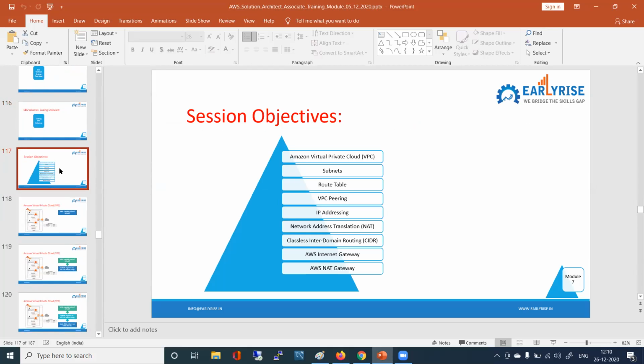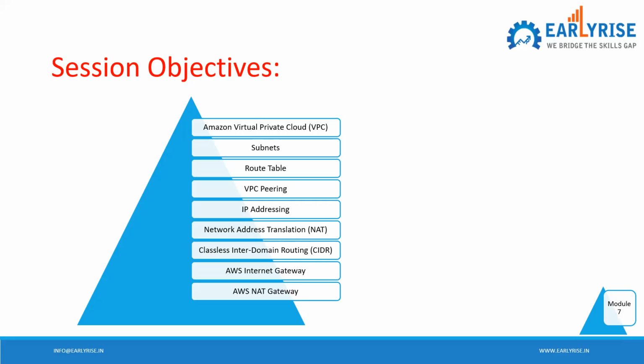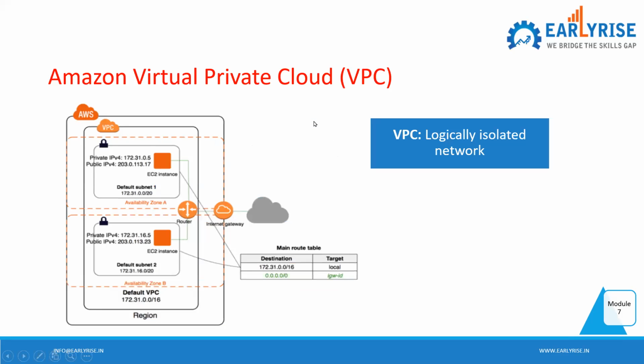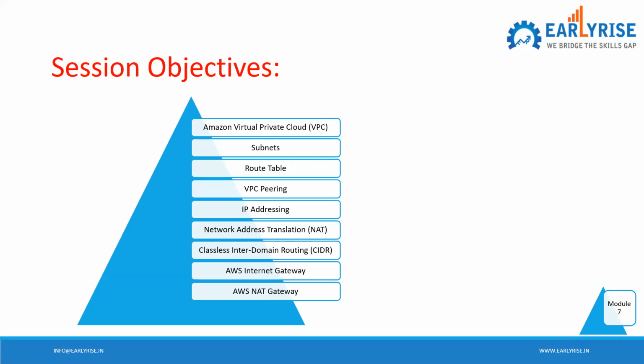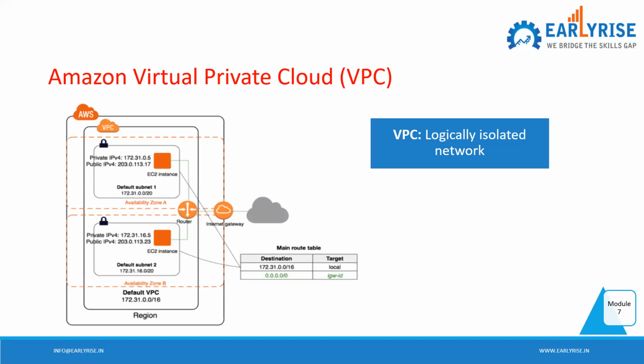As you understood what is vertical scaling, right? Now we have a very good concept of VPC, that is Amazon Virtual Private Cloud. It's a virtual network, VPC. So let's look at VPC, then we'll look at subnet, route table, VPC peering and all. Just look at this VPC. This is a logically isolated network, virtual private cloud.